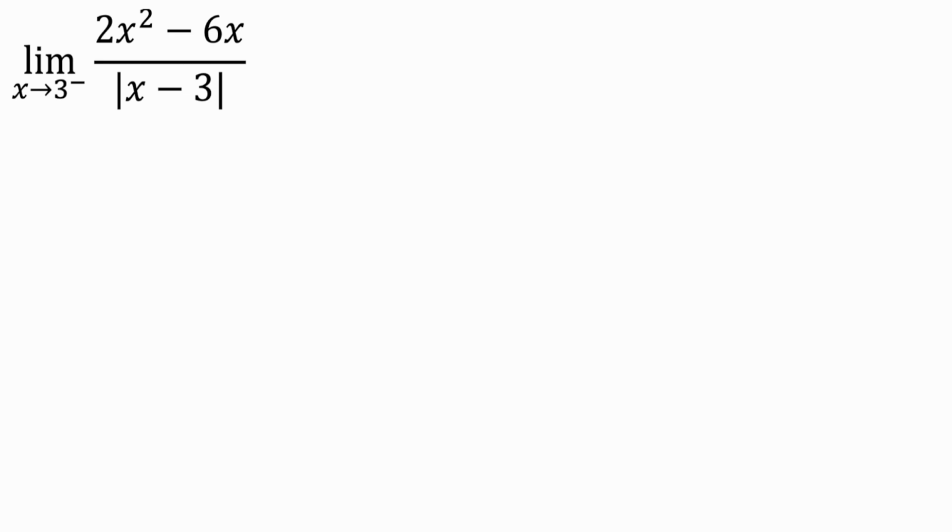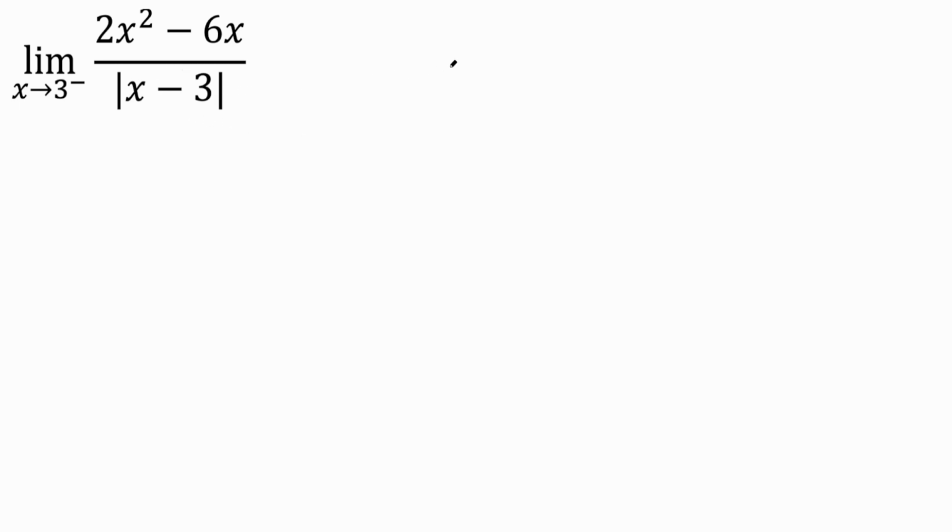And so let's begin. What I always recommend is to try to plug in. It says limit as x approaches 3 from the left, so let's plug in 3. The problem is 3 minus 3 is 0, and you can't divide by 0. Likewise, if I plug in 3 here, I get 3 squared is 9, 9 times 2 is 18, negative 6 times 3 is negative 18, and 18 minus 18 is 0. So we have 0 divided by 0, and that's a big red flag that you have to approach this problem differently.